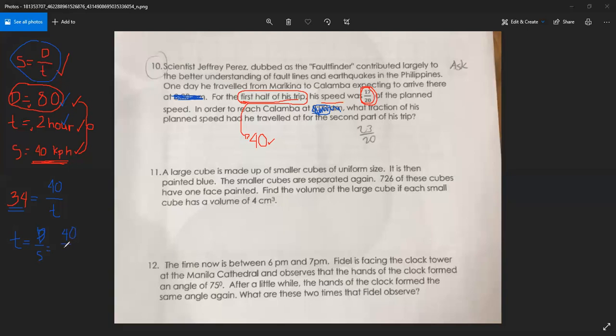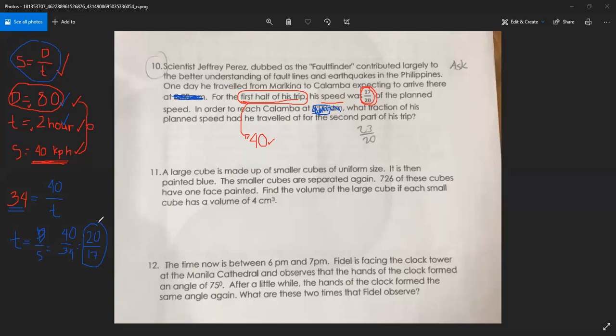In that case, his time on the first trip will be 20 over 17. Question on how I identify 20 over 17? So again, 20 over 17 is the time that he spent on the first half only.